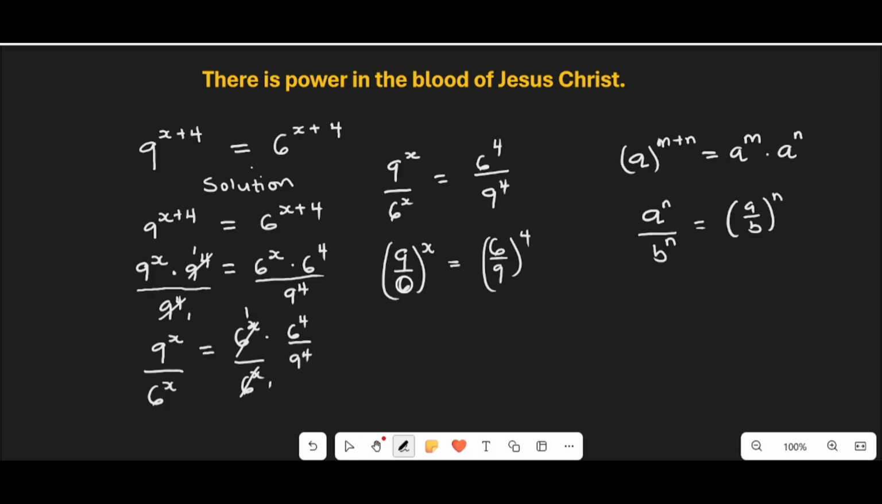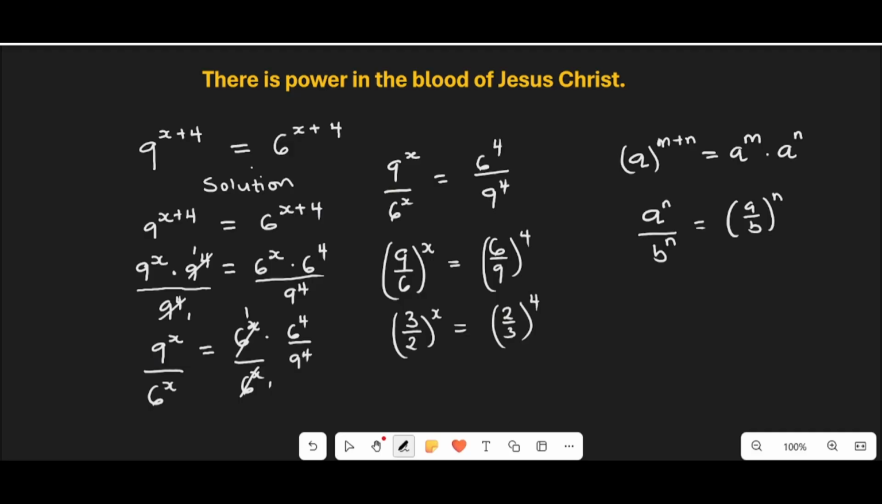We can simplify the inside further. 3 goes in 9, we have 3, and 3 goes in 6 too. So I can write 3 over 2 all raised to power x equal to, here 3 goes in 6 too, 2 over 3 all raised to power 4.